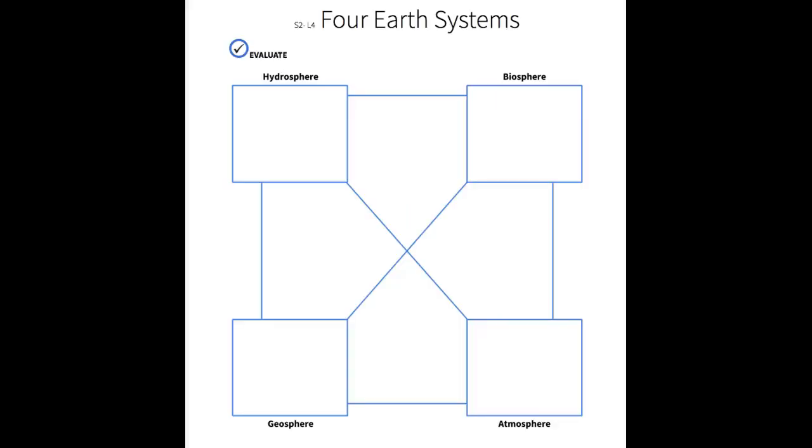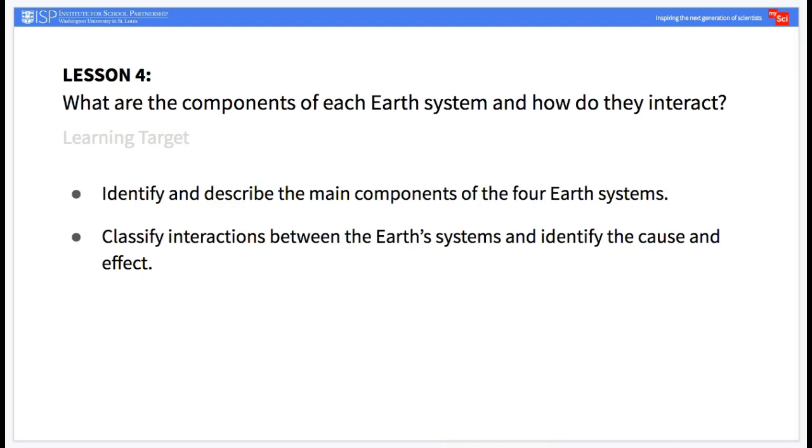They will draw a picture or list the main components of each sphere in its corresponding box on their student journal page. Next, students will create new interactions and determine which spheres are affecting one another. Alternatively, students can be given interactions from the card set and determine which spheres are being affected. By the end of this lesson, students will have identified and described the main components of the 4 Earth systems, classified interactions between the Earth systems, and determined the cause and effect relationship occurring in each interaction.